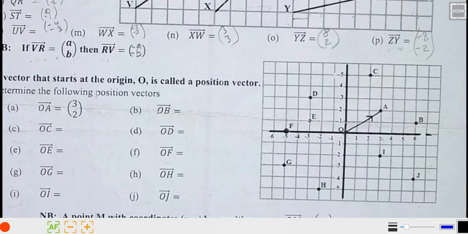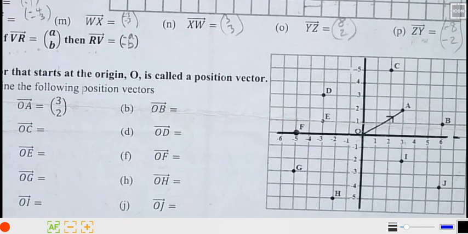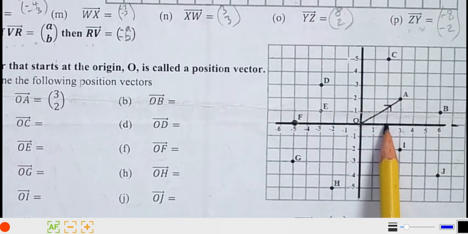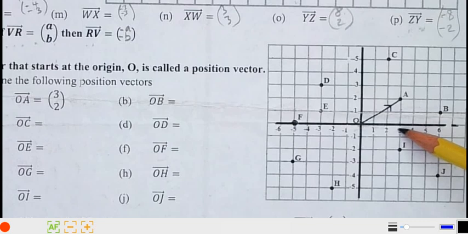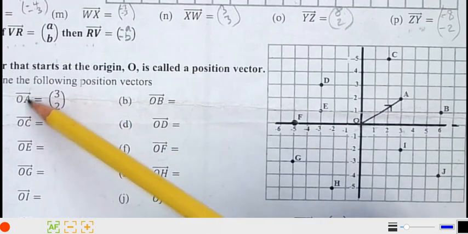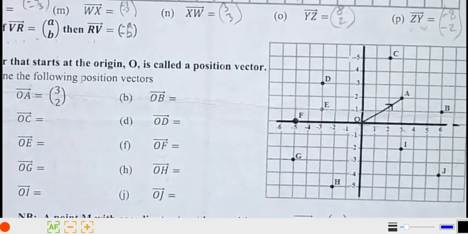Alright guys? So we're going to move 3 units to the right. 1, 2, 3. How many units up? 2. 1, 2. So that's why we can see that vector OA is equal to 3, 2. Everybody understand that? Now, there's something special about position vectors.